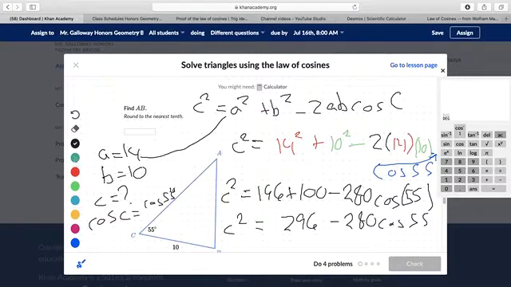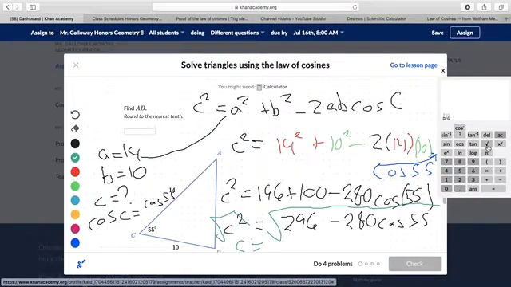So next, final step, we want to get rid of the squared, right? So we're going to square root both sides. That gets rid of the squared, and we get c equals, so it should be a number between 14 and 10 if we did it right. So it's going to be the square root of 296 minus 280 times cosine 55.